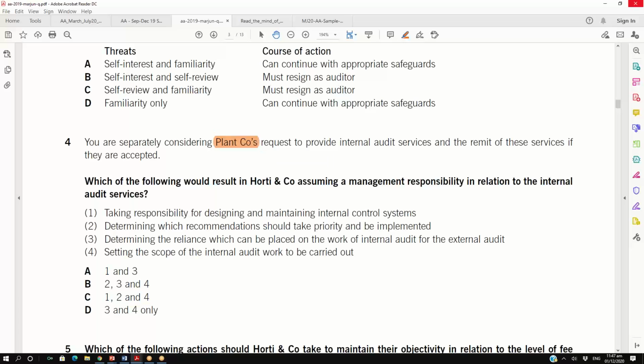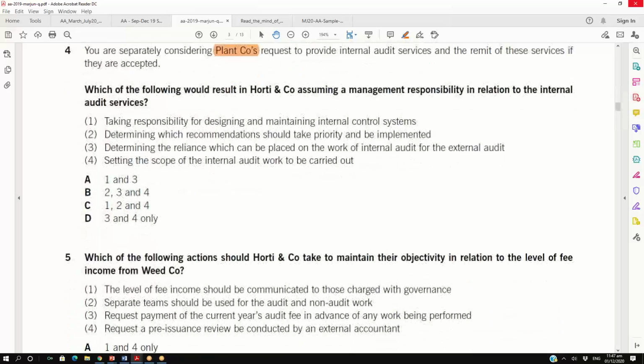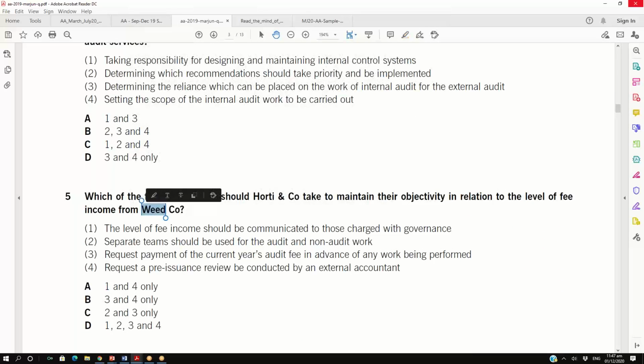So you will again refer to the scenario you read about the plant company in order to answer the question in a proper manner. And then the final question is about the weed company. Because the examiner has given you so many companies, the examiner almost picks one question on one company. Only for the plant company, the examiner kept 2.